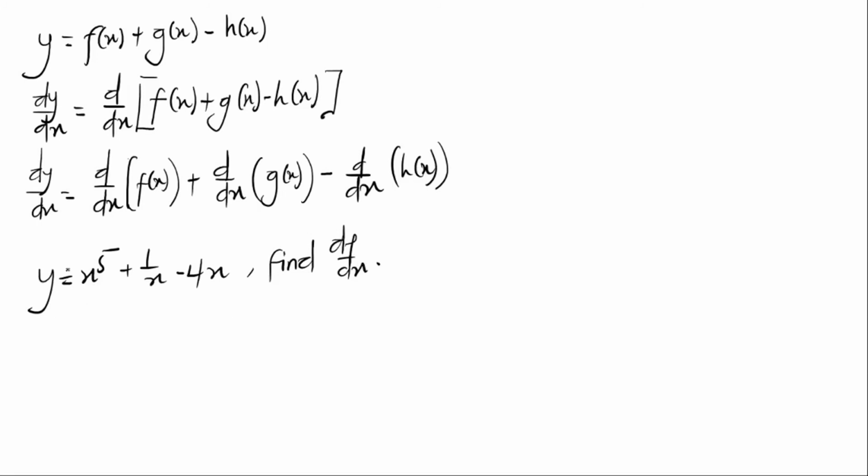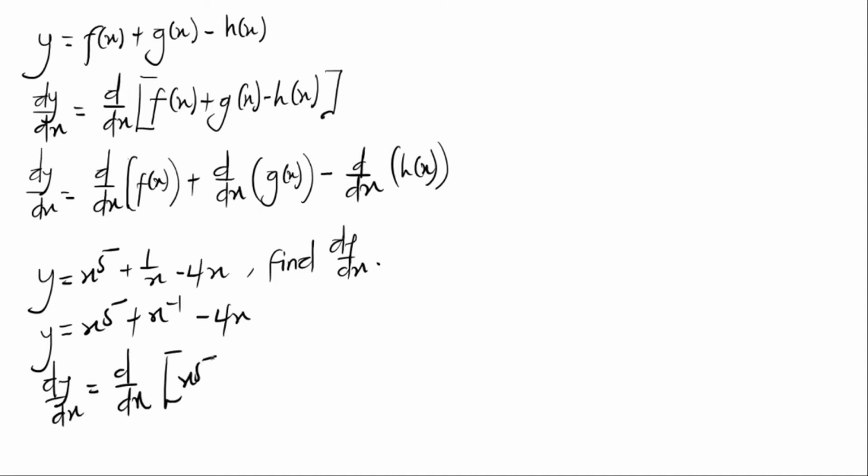First of all, let me rewrite this function in a form that we can simply differentiate. So we have y to be equal to x power 5 plus, 1 over x becomes x inverse, or x raised to the power negative 1. Then we have minus 4x over here. So from here we can easily differentiate the function. Our dy/dx becomes d/dx of the function x power 5 plus x inverse minus 4x.